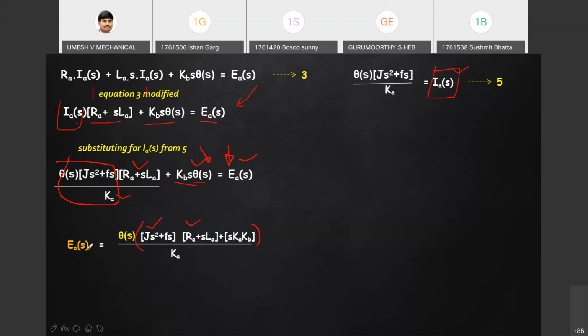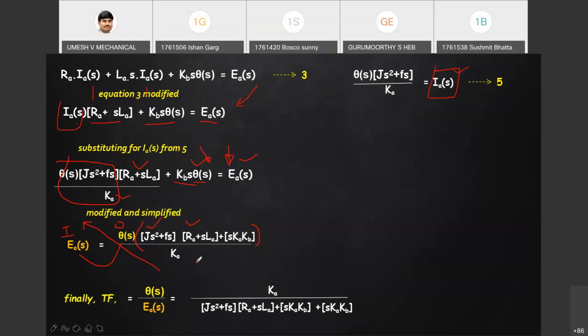What is our Laplace transform? This is input EA of S. This is output theta of S. So the Laplace transform of output by input, theta of S by EA of S, is equal to Ka divided by the whole bracketed term.